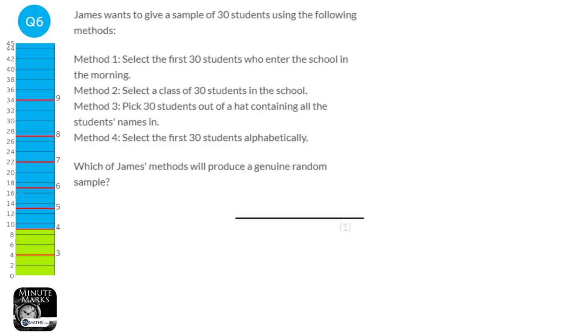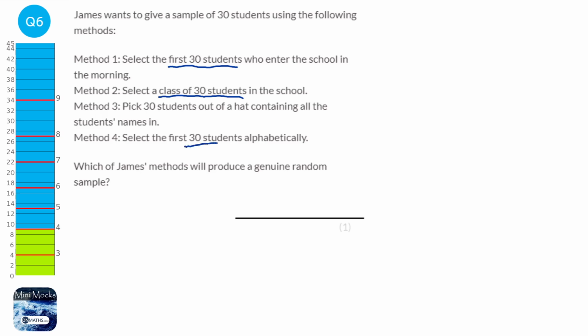So if you look at method 1, picking the first 30 students who enter the school is going to have a bias, because there might be a difference in the type of person who arrives early to school to the type of person who might arrive later. If we select a class in the school, then they're generally all going to be the same age. So if it's a year 7 class or a year 11 class, they're all going to be the same age.